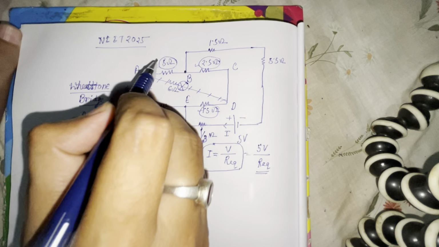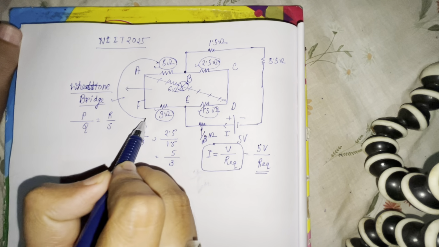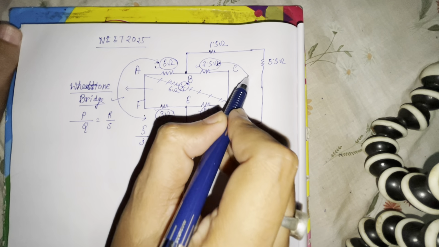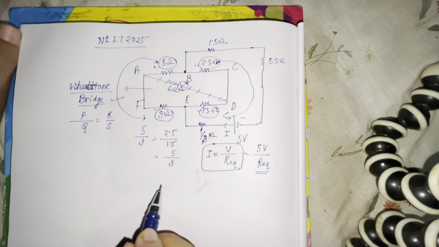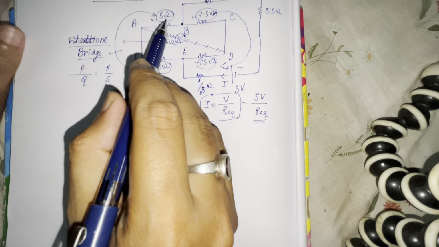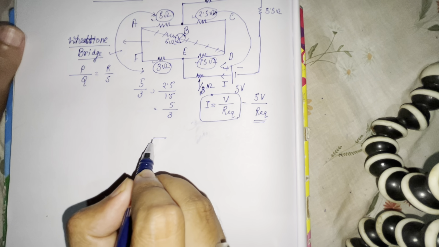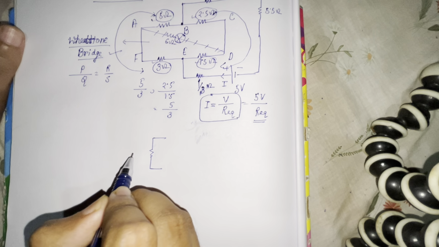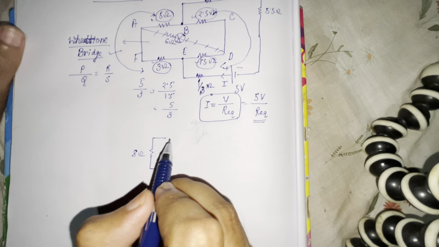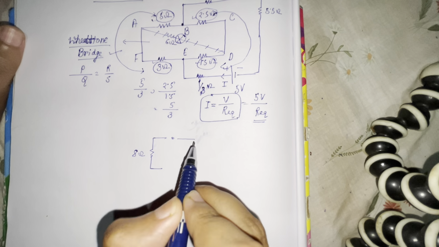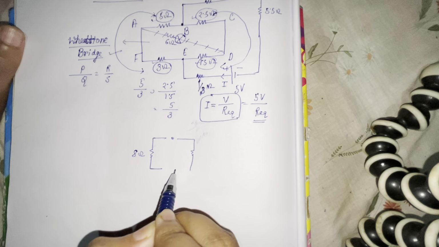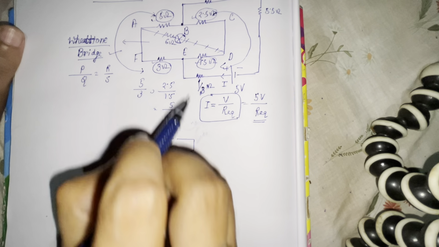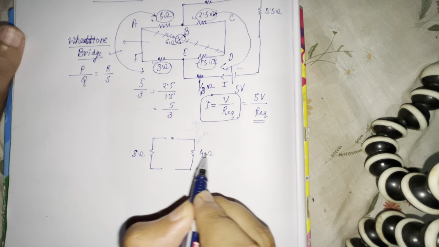Now it is very simple. These two resistances are in series. These two resistances are in series. So its equivalent will become this one. So 5 plus 3, it is 8 ohm. And similarly, these two will be in series and it will become 2.5 plus 1.5. So it will be 4 ohm.